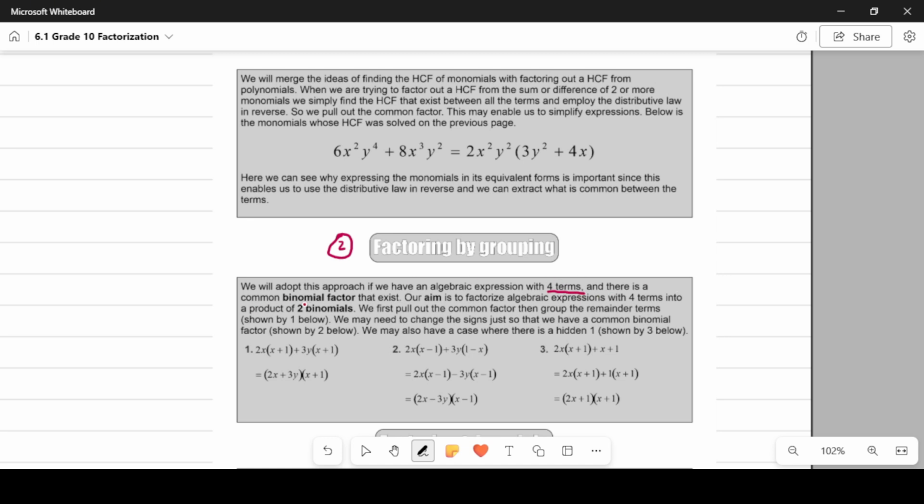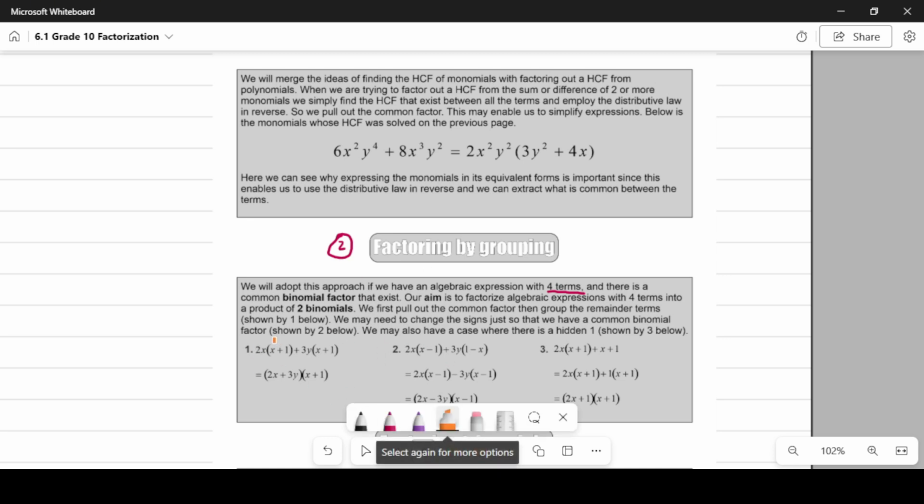And there is a common binomial factor that exists. Highlight this phrase, common binomial factor. Our aim is to factorize algebraic expressions with 4 terms into a product of 2 binomials. So if you just glance over here, when we're given the question, see what we end off with: just a product of 2 binomials. Our aim should be to get this complicated expression as a product of 2 binomials. Alright, so let's look at these questions.